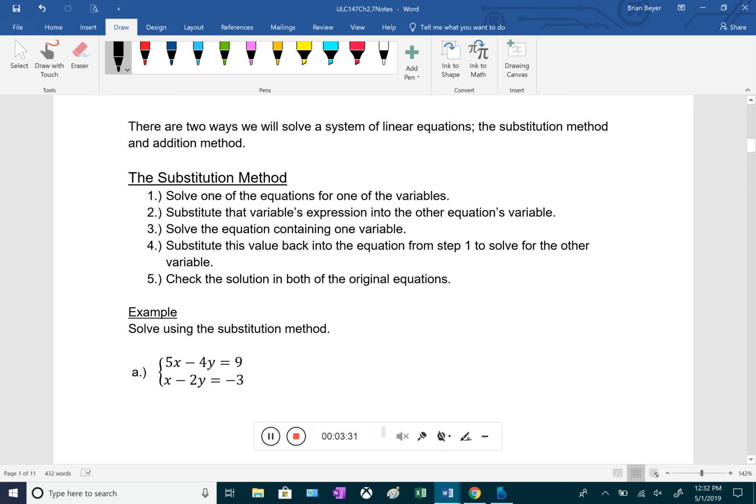Okay, so we're going to be solving these by hand. There are two main ways that we solve these: the substitution method and the addition method. Solving these means we're solving for x and solving for y.